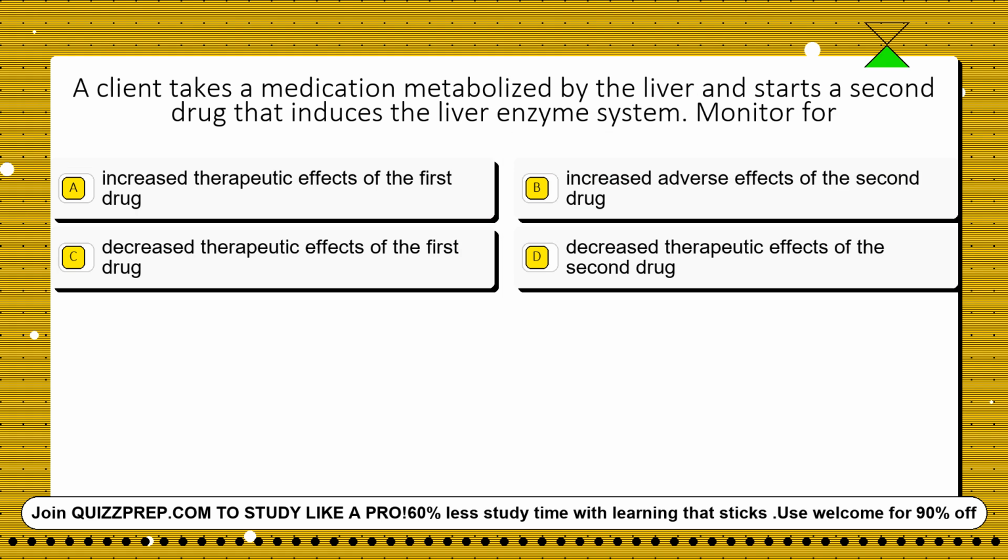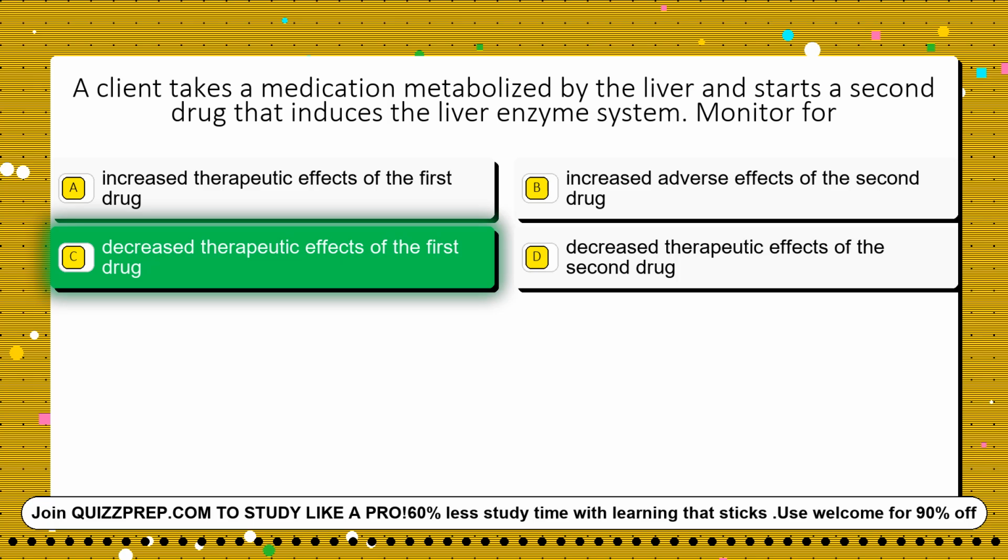Question 92. A client takes a medication metabolized by the liver and starts a second drug that induces the liver enzyme system. Monitor for: Option A, increased therapeutic effects of the first drug. Option B, increased adverse effects of the second drug. Option C, decreased therapeutic effects of the first drug. Option D, decreased therapeutic effects of the second drug.